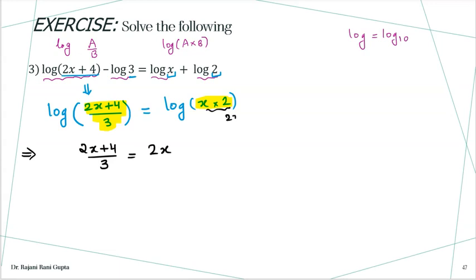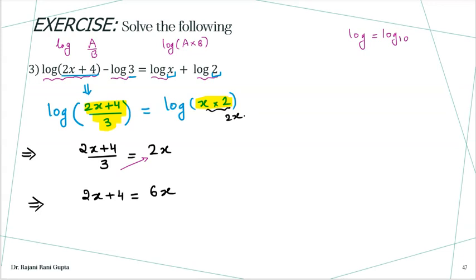X multiply 2, we can write it as 2x. Okay. Now, what we have to do? We have to simplify to find the x. So, how do we solve it? We take 3 to the numerator. Okay. So, on the left hand side, we are left with 2x plus 4. And here, 2 multiply 3, it becomes 6x.